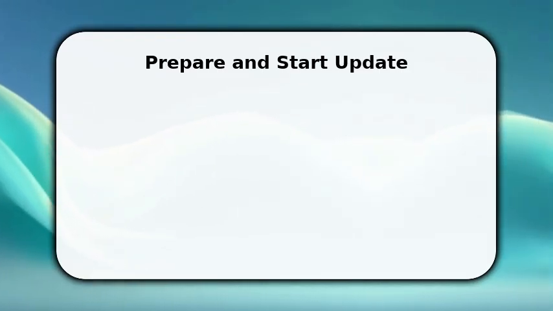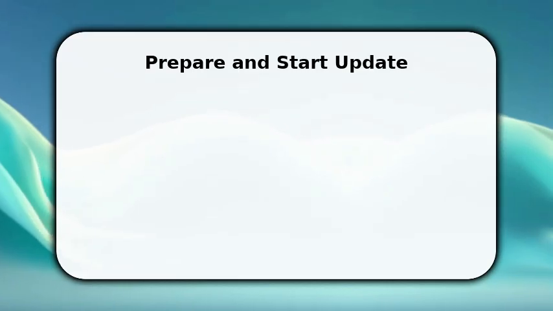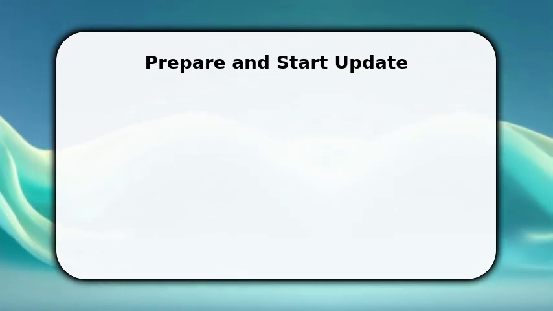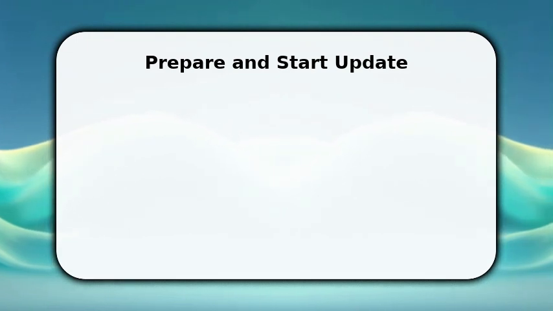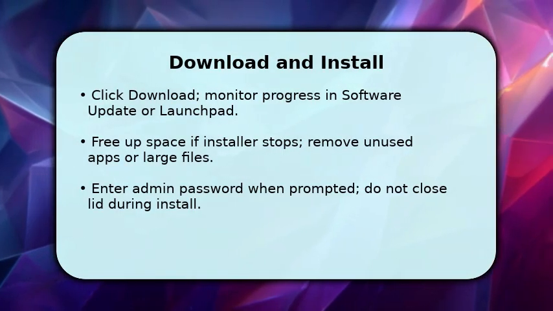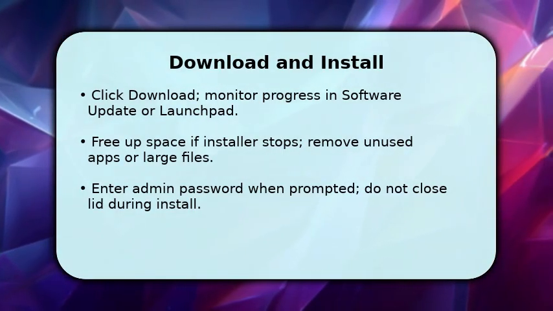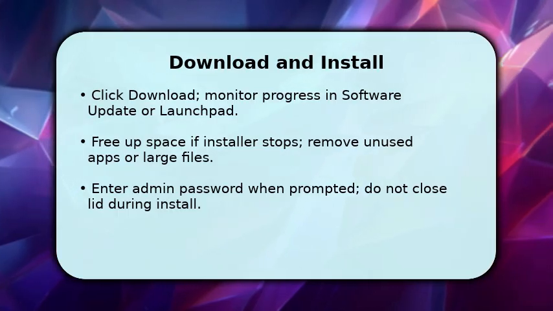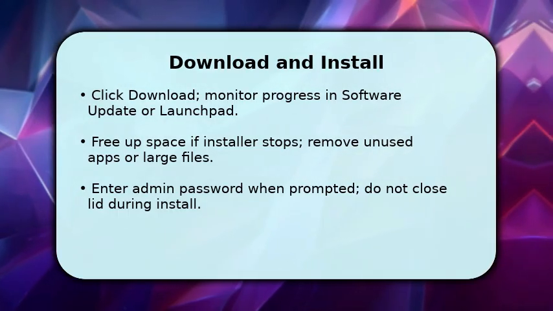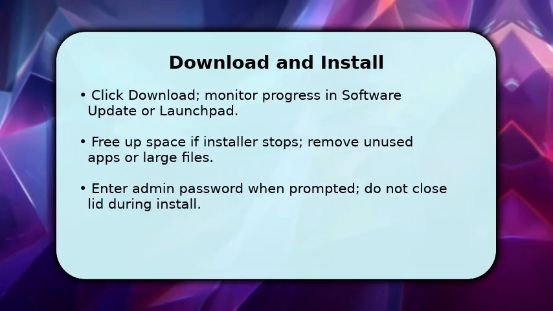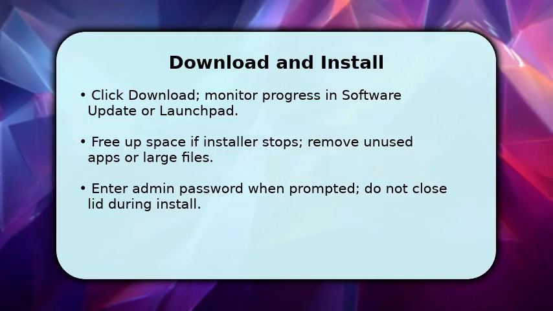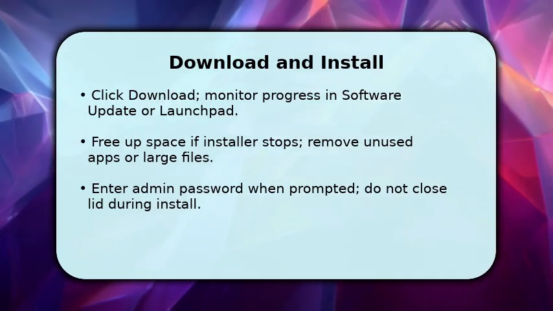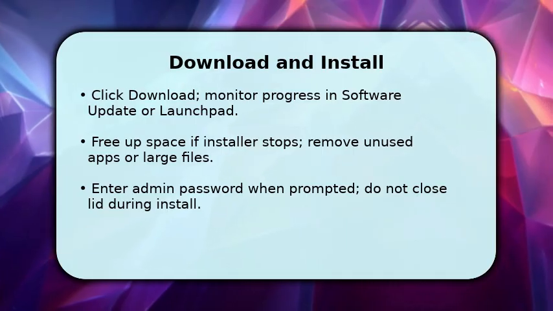Then open System Preferences and click Software Update to let macOS check for available updates and present the first download option. You click Download and watch the progress. Some updates unpack and prepare, which can take time. If the installer halts for space, free up room by removing videos, installers, or unused apps, then resume. That avoids corrupted installs. When the installer asks, enter your admin password to allow system changes.